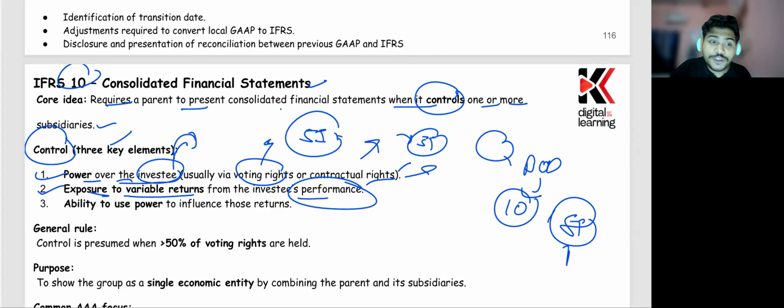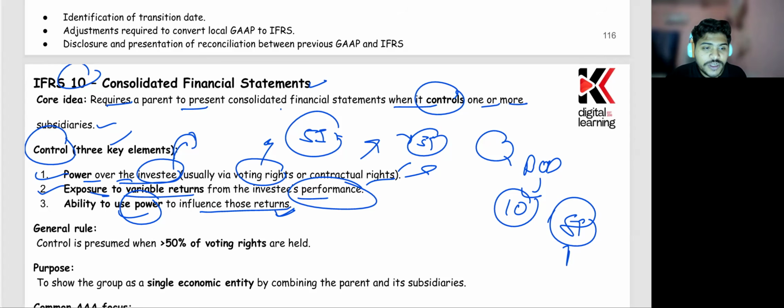And they should be in a position to use power to decide whether a benefit is paid or not. Suppose once I become the parent of this company, I can decide whether to pay the dividend or not. It will be on me. So it will be me who decides, who has the ability to use my power to influence those returns to the people and to others.